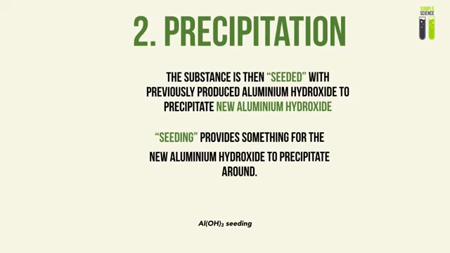After the sodium hydroxide treatment, the sodium tetrahydroxoaluminate, it's a long word, is going to be seeded with previously produced aluminium hydroxide. Seeding is basically a process to provide many small surface areas for aluminium hydroxide to be produced. So the sodium tetrahydroxoaluminate will be seeded with some previously produced aluminium hydroxide to produce new aluminium hydroxide. The process of precipitation is to produce aluminium hydroxide.